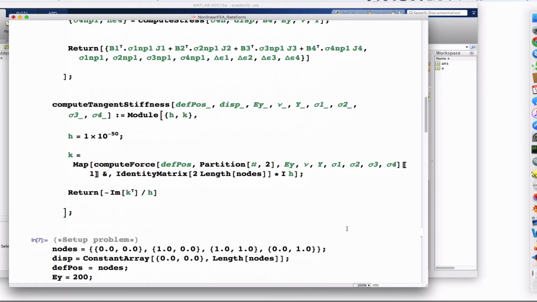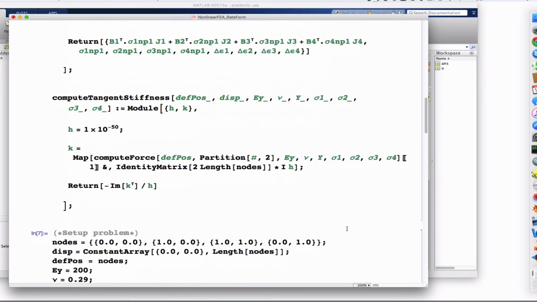The tangent stiffness matrix, we'll talk more about it next time. I'm not going to have time. I was hoping to have time today. Just think of this as a finite difference operation. It's a trick. I'm using a little trick using complex variables. I'll show you exactly how I do that next time.